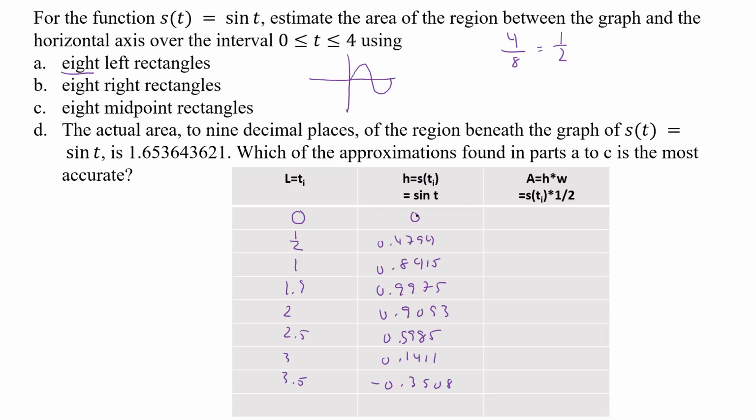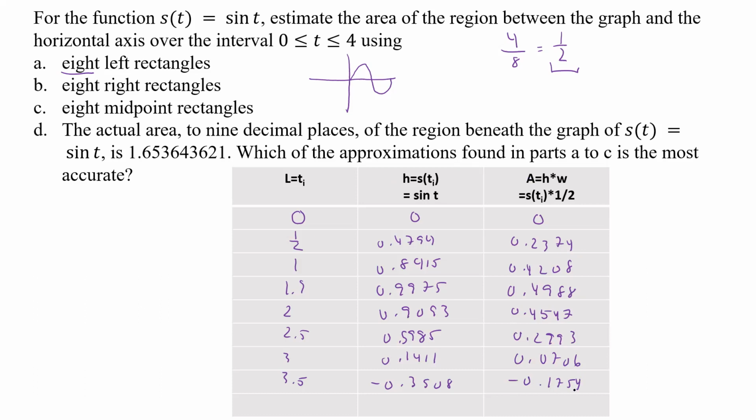So we plugged in our t_i and we got these values. Now we're going to take our height, which is what this is, times our width, and our width, we said, was a half. So half of that's going to be 0, and half of that's going to be 0.2397, and that's going to be 0.4208, that's going to be 0.4988, and half of that's going to be 0.4547, 0.2993, and 0.0706. And that's a negative 0.1754. All right, so that was our height, and now that was the area.